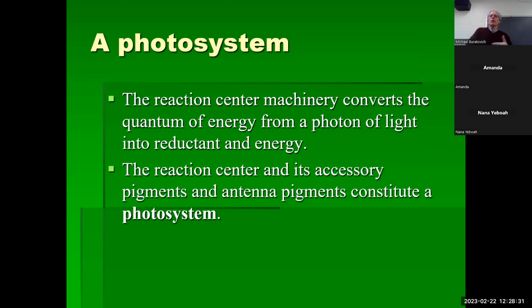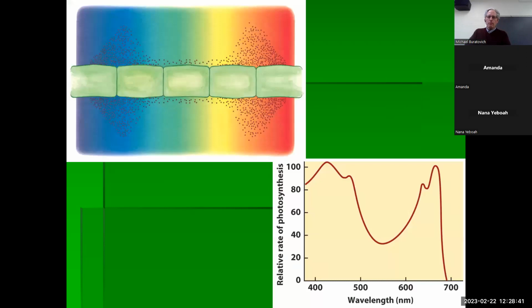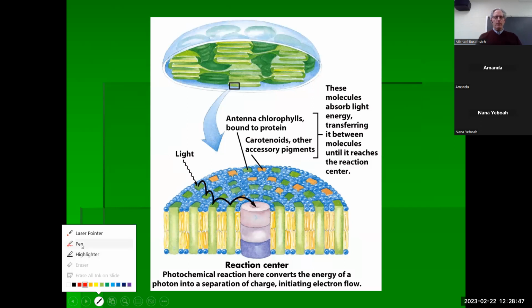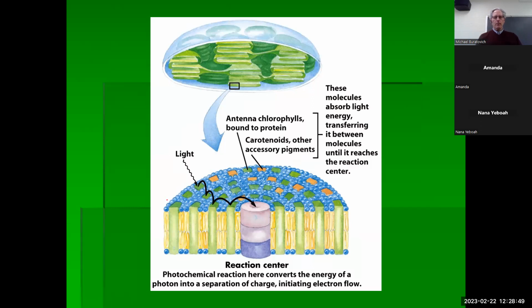So the reaction center with all of its LHCs, its antenna pigments, its accessory pigments, that constitutes what's known as a photosystem. So this picture right here, all this stuff here essentially, all that, and this is just half of it, that constitutes a photosystem. PS, photosystem.